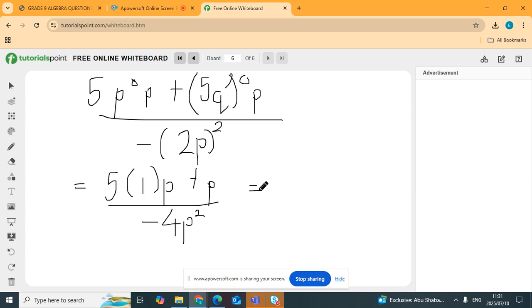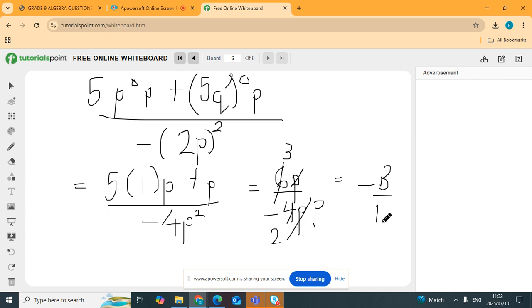Now, 5p plus p, this gives you 6p. And then you say over minus 4pp. You cancel the p, you cancel the p. 2 into 6 is 3. 2 into 4 is 2. So you now end up with minus 3 over 2p, like that. I do hope that this is understandable.